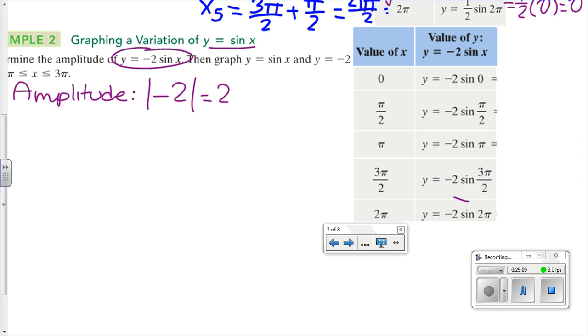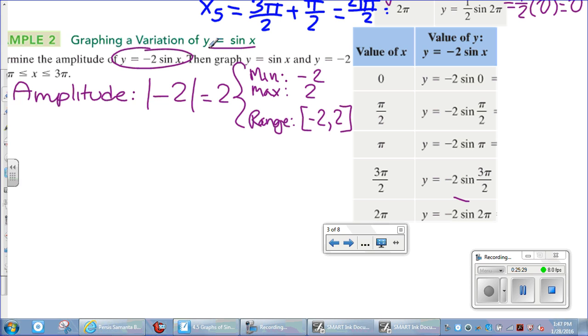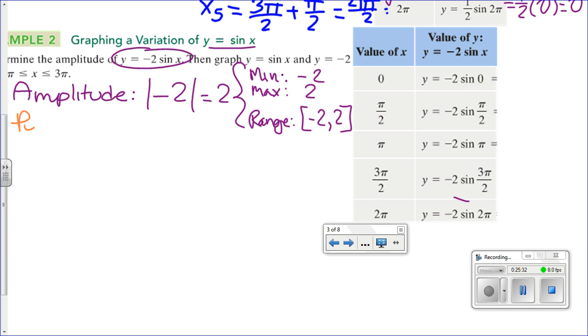So that tells me that the minimum y value will be -2, and the maximum y value will be +2. So the range for this function will be from -2 to 2, including those two numbers. Now, the period is going to be the same as the parent function because we have a 1 here, the coefficient of the x, of the actual angle. So it will be 2 pi divided by 1, so it's just 2 pi.